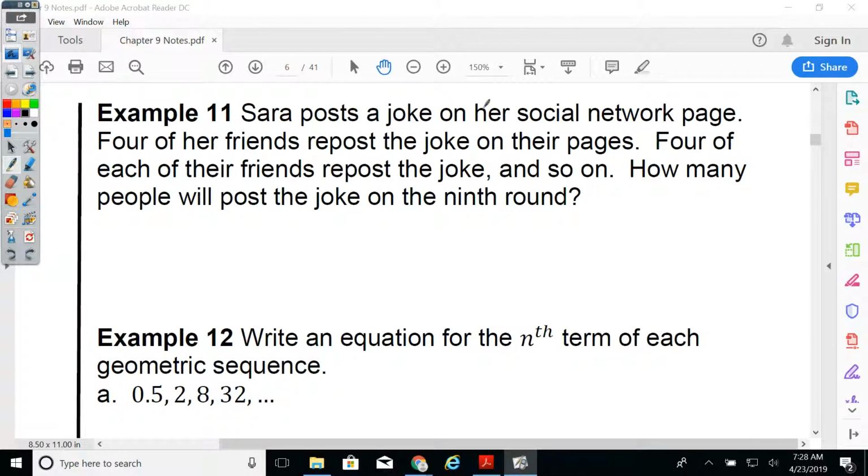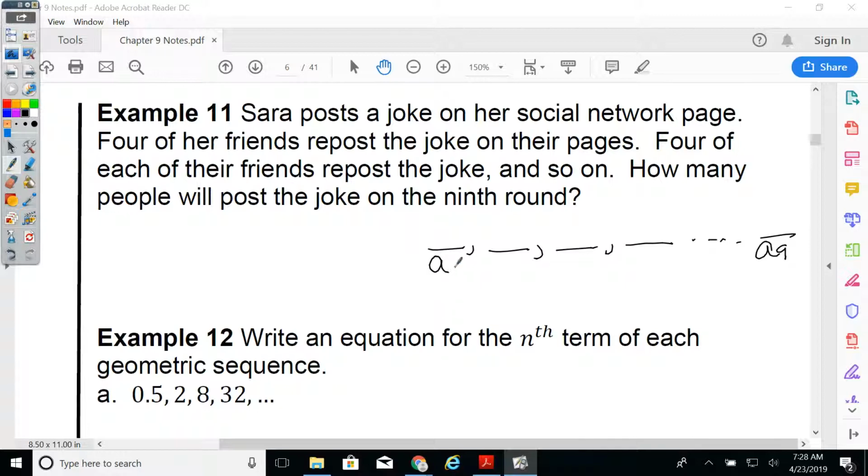All right, so Sarah posts a joke on her social network page. 4 of her friends repost. 4 of each of their friends repost the joke, and so on. How many people will repost on the 9th round? All right, so we could do 9 rounds all the way to A9. But here, we can just jump straight to A9 using our explicit formula.